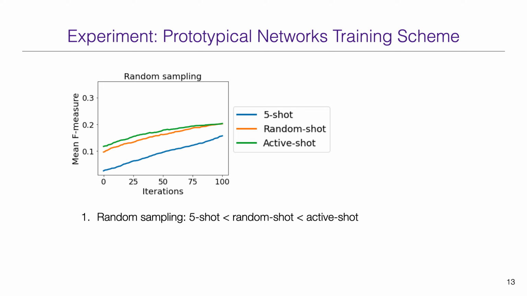The results first show that with random sampling, the random shot model performs significantly better than the 5-shot model, indicating that matching the setup with varying numbers of shots at training is critical for model performance, while the active shot model improves even further, showing that training with more informative support examples using uncertainty sampling results in additional performance boosts.